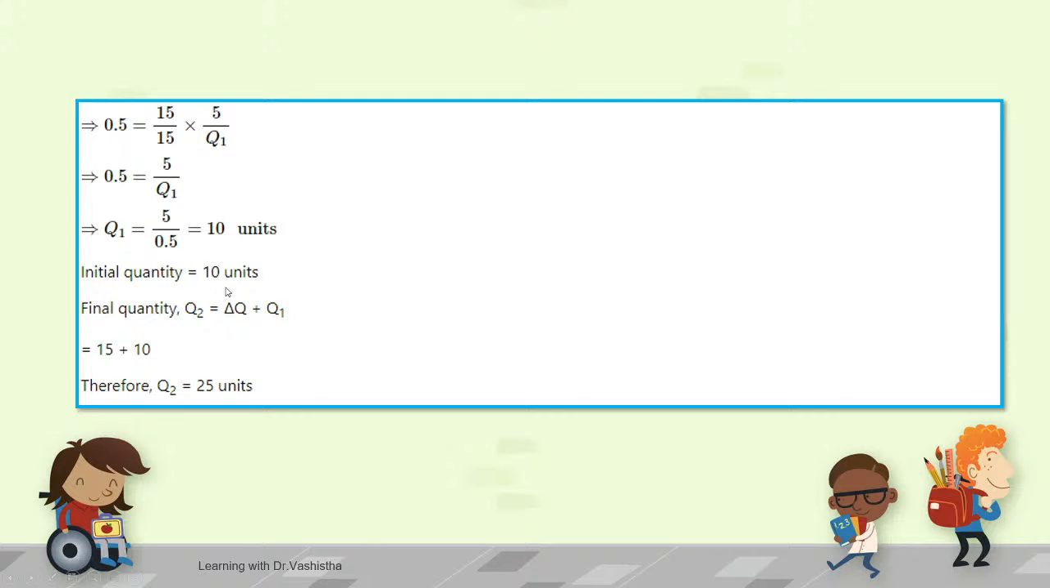So the initial quantity is 10 units, meaning the final quantity, which is Q2, is the change in quantity plus the initial quantity. Already delta Q is given as 15 units. The initial we have just found out is 10 units. So Q2 becomes 25 units. So this was the final quantity in the given scenario.